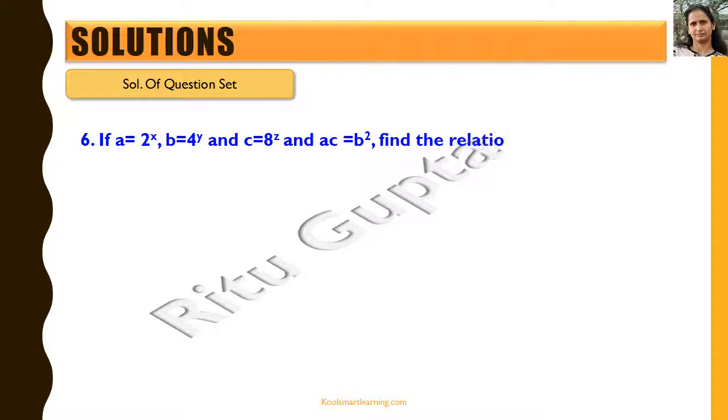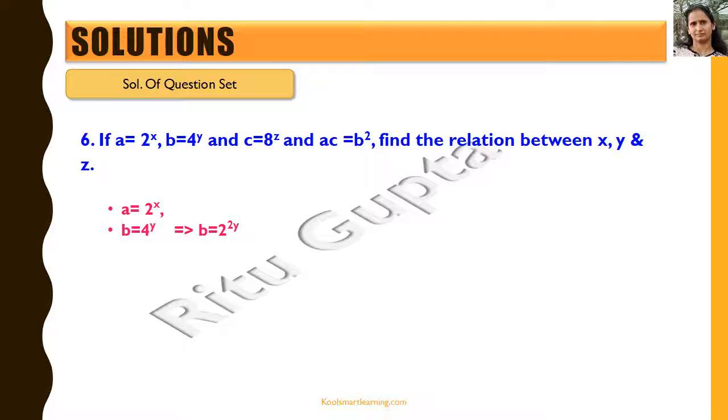So now let's look at the last question for the basic level. If we are given that a is equal to 2 raised to power x, b is equal to 4 raised to power y, and c is equal to 8 raised to power z, and ac is equal to b square, we need to find out a relation between x, y, and z. Let's see how we proceed with it.